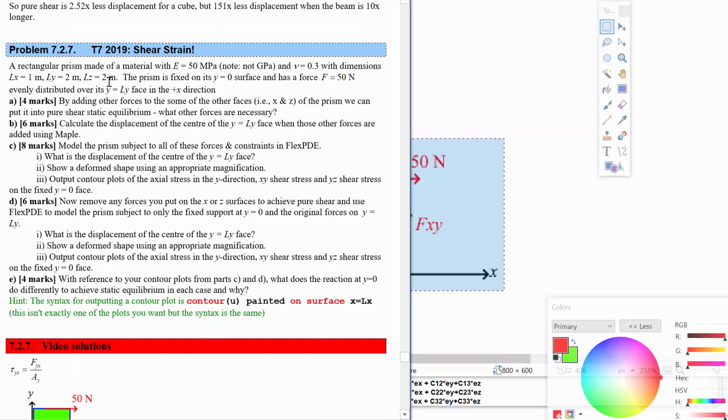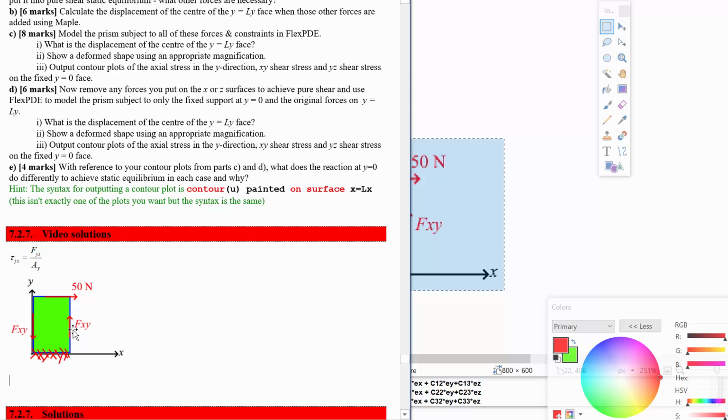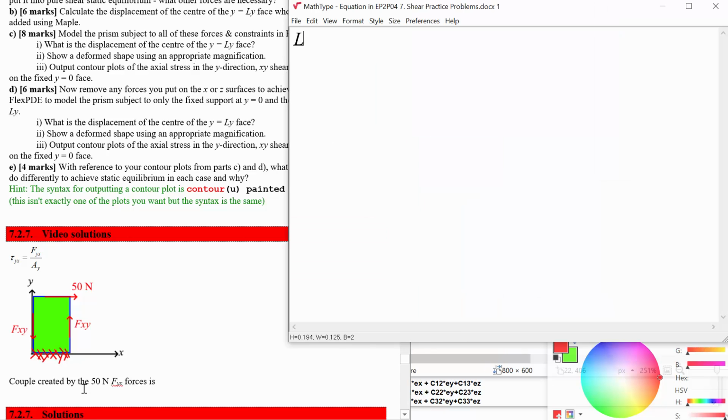That's the y height there. And so that means in the x direction, we're going to need some force which would produce the same couple of that 50 times 2, 100 Newton meters, by the yx forces of, let's say, the 50 Newton Fyx forces is Ly times Fyx, what's that, into the page, right?